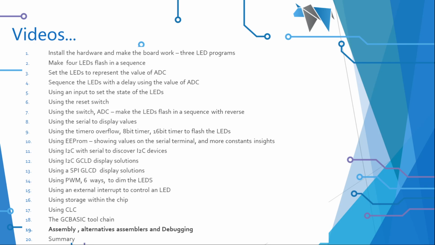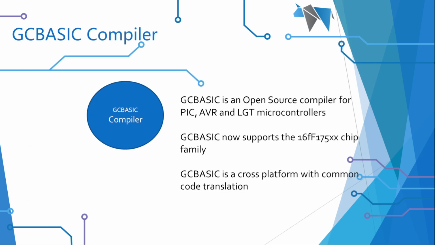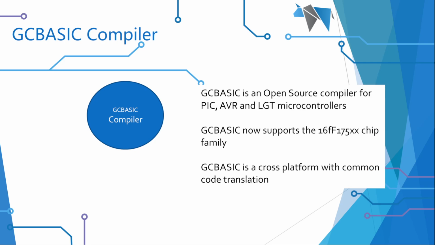I'm going to show you something that is a game changer with respect to that capability in our language. So, let's just recap. GCBASIC is an open source compiler for PIC, AVR, and LGTs, and it supports this new chip family. It is cross-platform with common code translation, which basically means what I'm showing you here in Windows, you can do in Linux or Apple. Just do it. Not a problem.